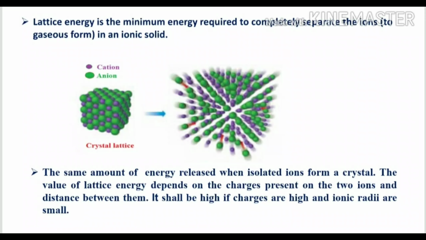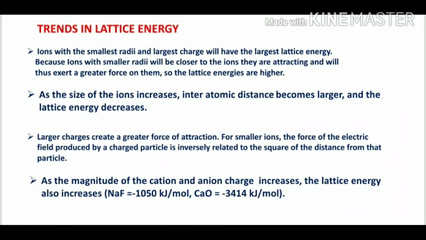The next slide. Now we see the lattice energy is not the same for all compounds, because the lattice energy varies with different ionic compounds. So what are the factors that influence the lattice energy? The ions with the smallest radii and the largest charge will have the largest lattice energy. Why? Because ions with smaller radii are very close to the ions they are attracting and will thus exert a greater force on them. So the lattice energies are higher, because we need more energy to separate them.